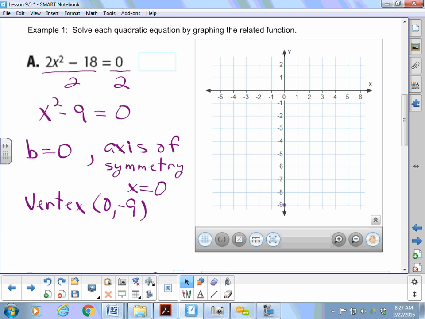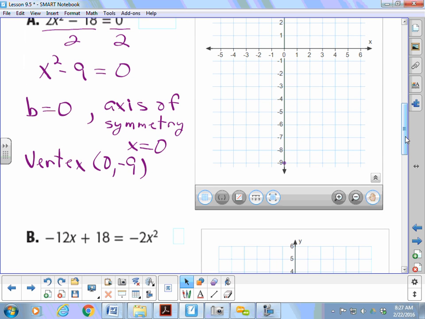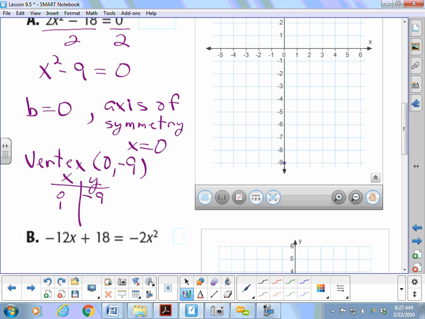Okay? All right, so let's look at this. Let's make it happen. All right? So if I made a table, here's my x, here's my y. I have 0, negative 9 as part of my table. So I'm going to go to 1 and negative 1.